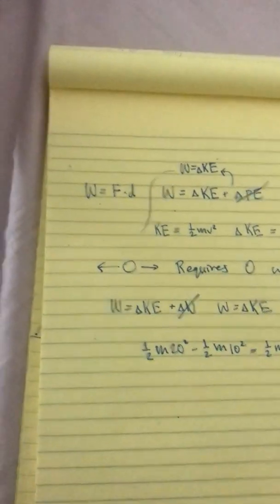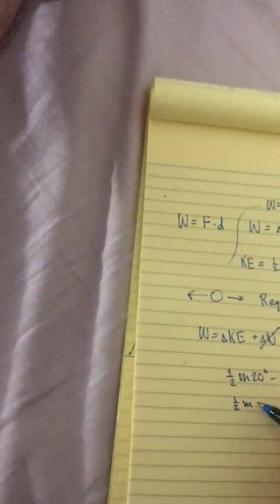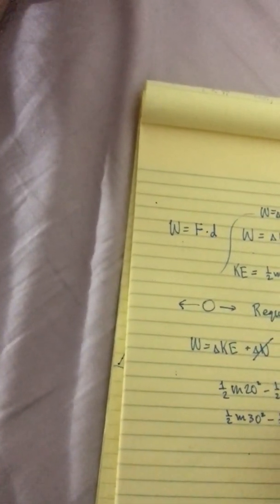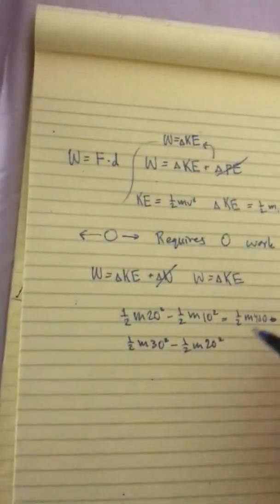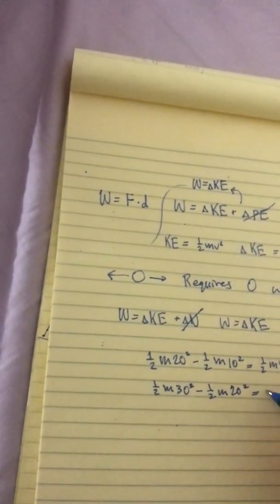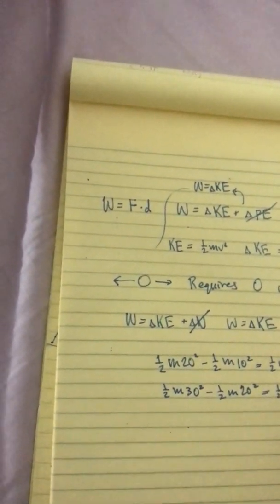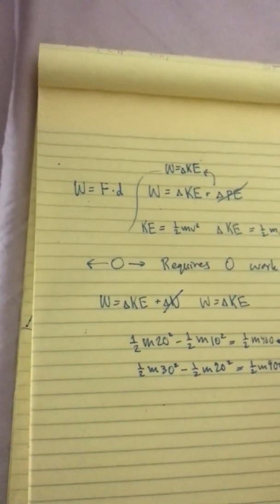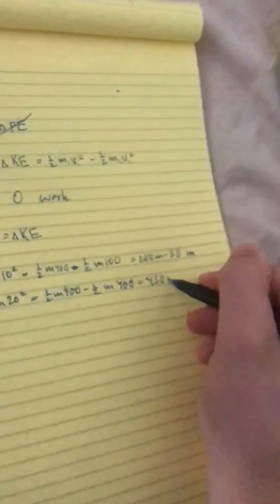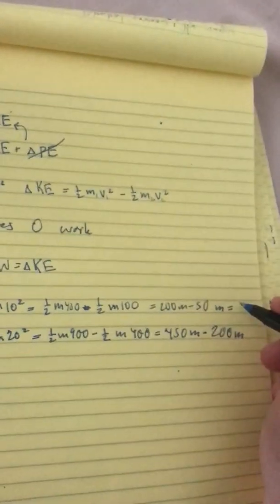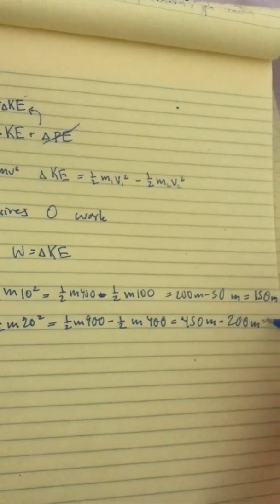Now for the second one, we're going to do 20 to 30. So we're going to do 1/2 m 30 squared minus 1/2 m 20 squared. We can write that right there. And that's going to be equal to 1/2 m 900 minus 1/2 m 400. And that's going to be equal to 450m minus 200m. So that means the top one is equal to 150m and the bottom one is 250m.